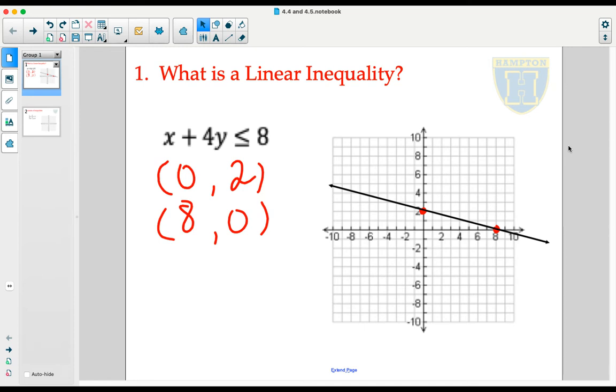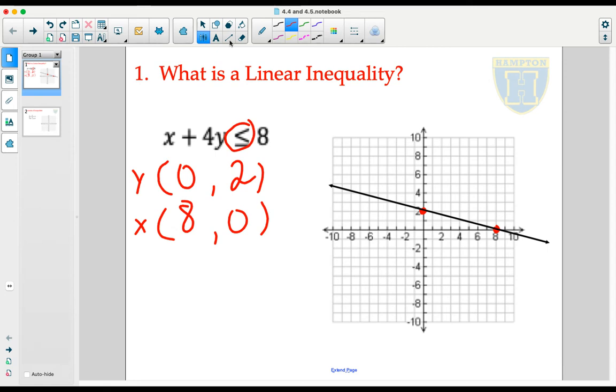Using that inequality and its linear form, I can get that the two intercepts are (0, 2) and (8, 0). Graphing the solid line, thanks to the equal to on the inequality, I get a line that crosses through those two intercepts. I know once I have 2 points, I can draw the picture of a line, and that's what I've done here.